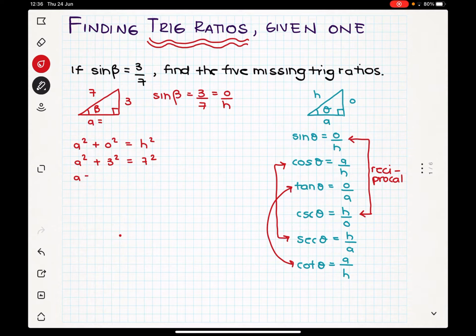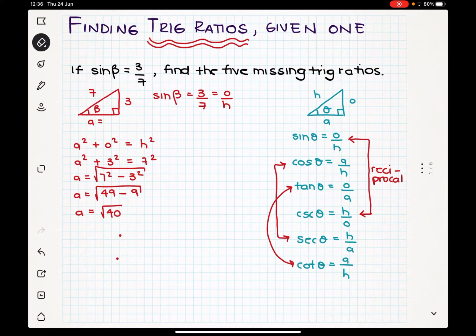So A equals the square root of 7 squared minus 3 squared. That means I have the square root of 49 minus 9. I have A equals square root of 40. Square root of 40 doesn't have an exact square root, but I can simplify it because 40 is the product of 4 and 10. The square root of 4 is 2, and the square root of 10 we will just leave like this. Okay, so that means I have my triangle labeled.